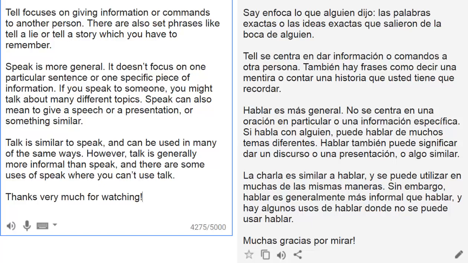It doesn't focus on one particular sentence or one specific piece of information. If you speak to someone, you might talk about many different topics. Speak can also mean to give a speech or presentation, or something similar. Talk is similar to speak and can be used in many of the same ways. However, talk is generally more informal than speak, and there are some uses of speak where you can't use talk.